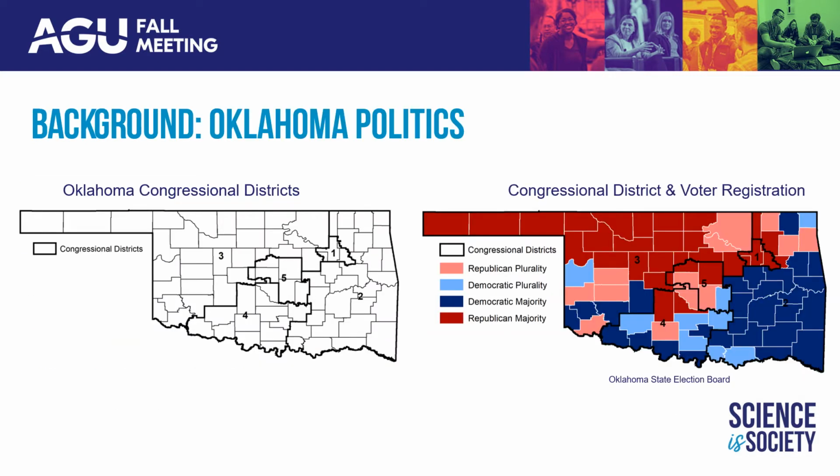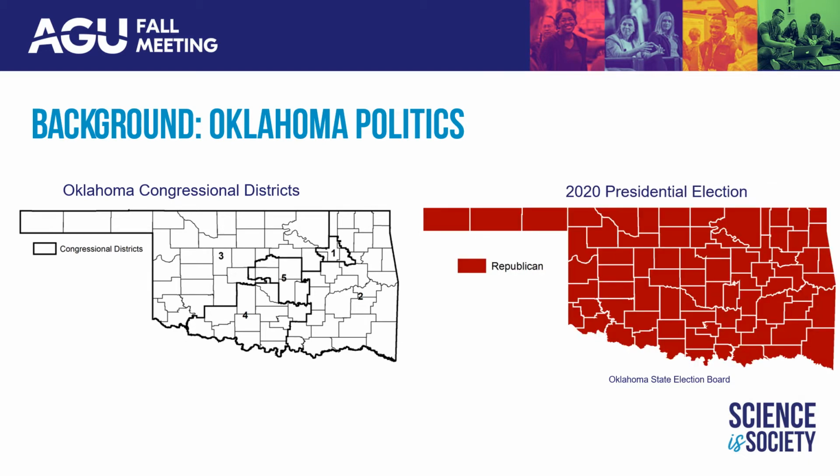So just to talk about the background in Oklahoma politics, there are about 5 congressional districts in the state of Oklahoma as illustrated on the map on the left. And then on the right, I've kept congressional districts outlined in bold, but have also included Republican versus Democrat voter registration as pulled from the Oklahoma State Election Board by county. And so even though we do see differing degrees of voter registration, our state turned completely red in the 2020 presidential election, as shown on the map on the right.